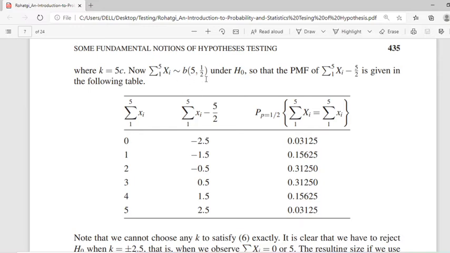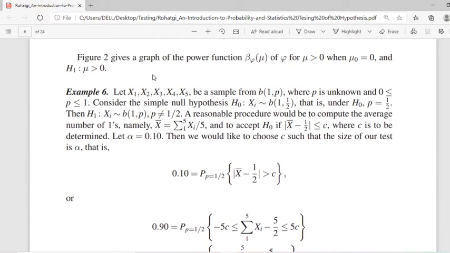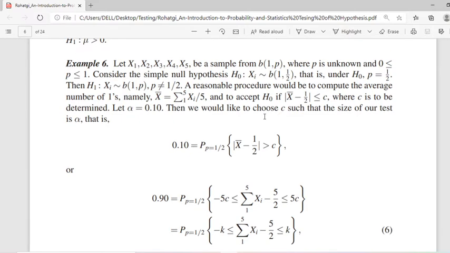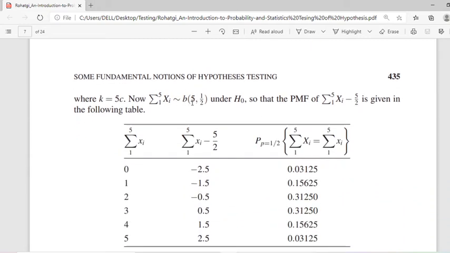You know that if xi follows Bernoulli distribution, what is the distribution of summation xi? It is binomial 5 comma 1 by 2. Because in this problem we are given that x1, x2, ..., x5 are sampled from Bernoulli 1 comma p. So the distribution of the summation will be binomial. Using this binomial distribution we can find out the probability.